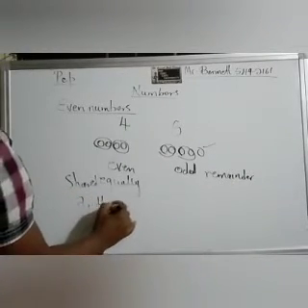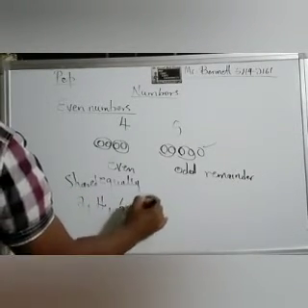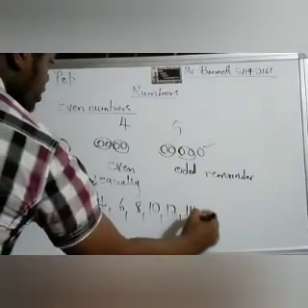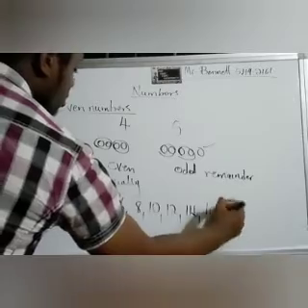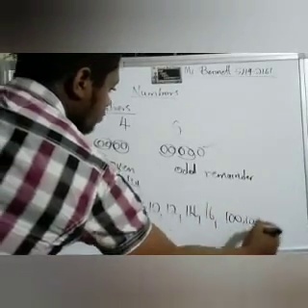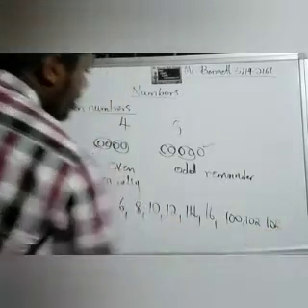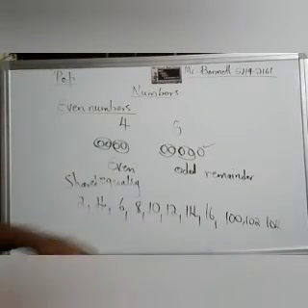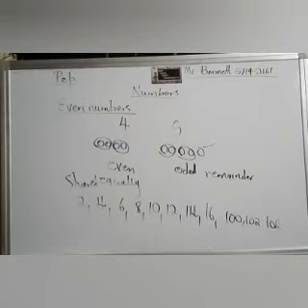2, 4, 6, 8, 10, 12, 14, 16. Let us jump to 100, 102, 104. You get the idea, right? All these numbers can be divided by 2 equally without leaving a remainder.